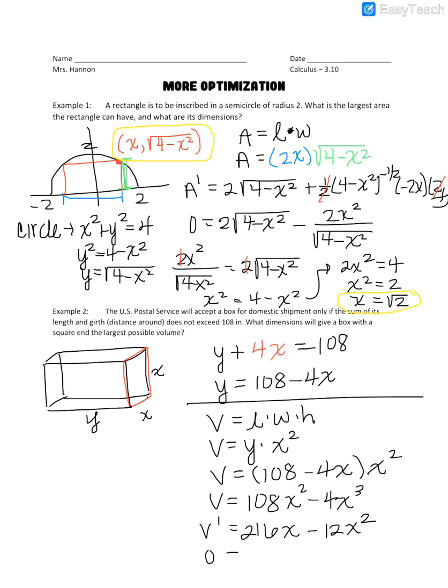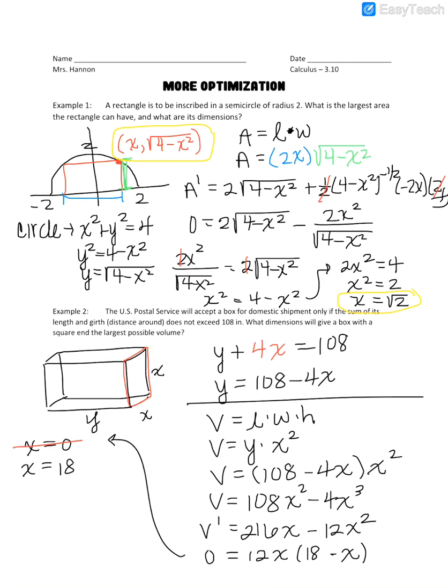All right, I'm going to factor out a 12x. So I get 18 minus x. So my two solutions are x equals, oops, I don't quite have enough room down there. So I'm going to go over here. All right, so I have x equals 0 and x equals 18. Obviously, I'm going to reject the 0 because that isn't a box if it has a 0 length. So I'm going to reject that one. So that means my only answer is 18.